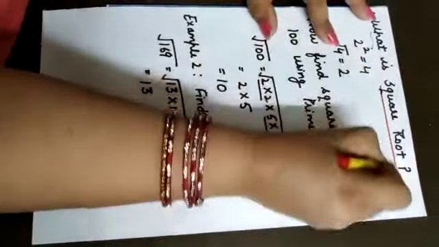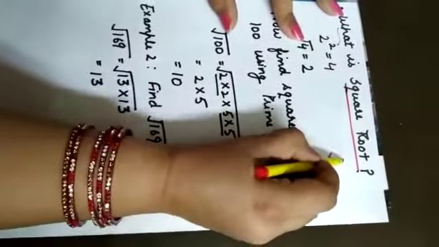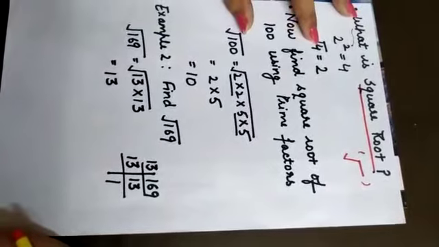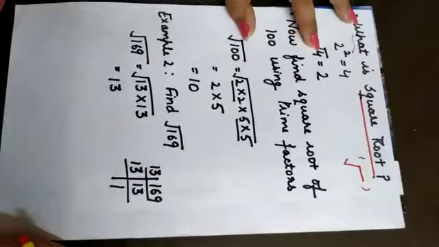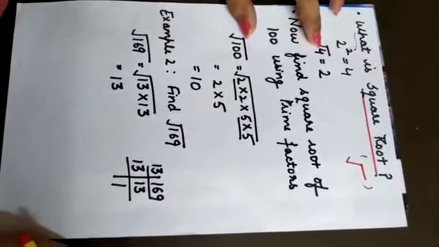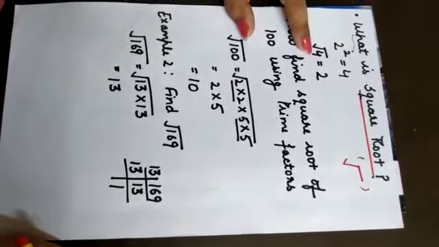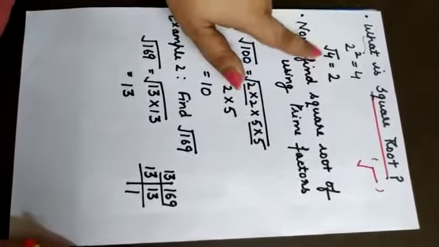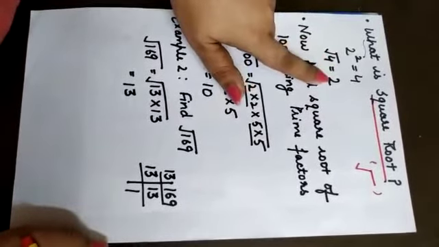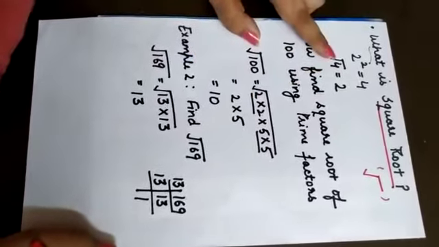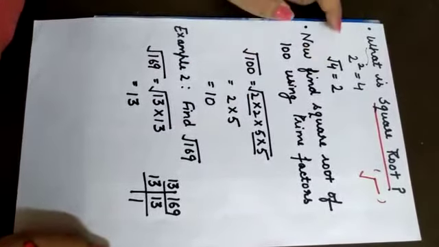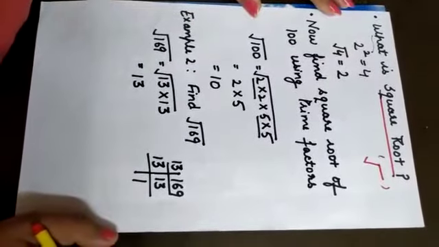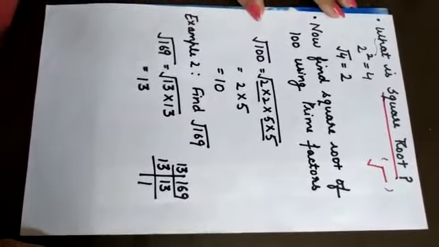So the square root is denoted by this symbol. This is the symbol for square root. It simply means that the given number is the square of what number. So here, this 4 is the square of 2. That means the square root of 4 is 2. That is, the inverse of square is square root, right? Now, how do we find the square root using the method of prime factorization?